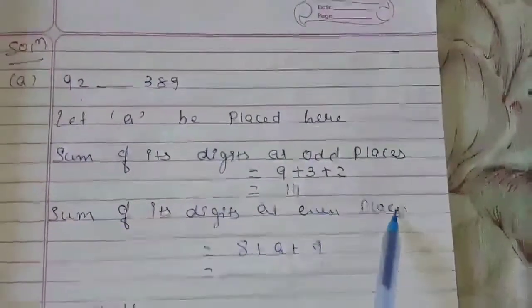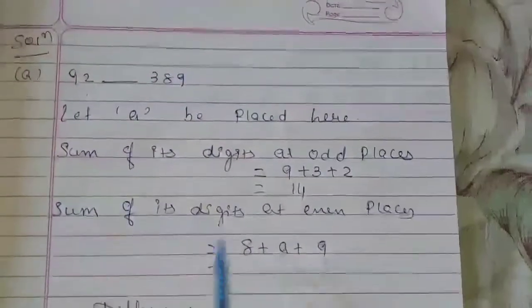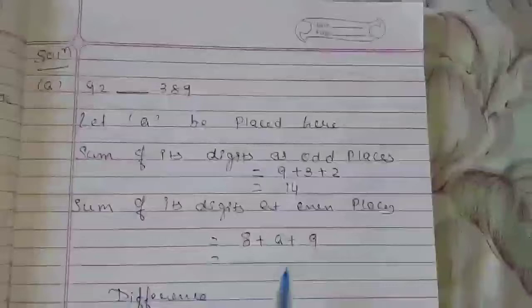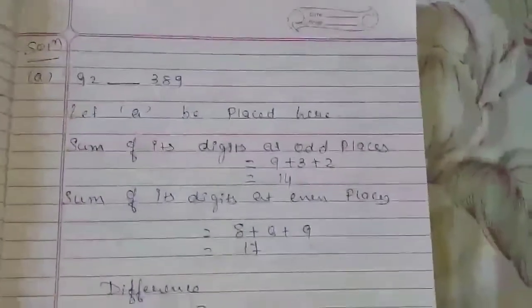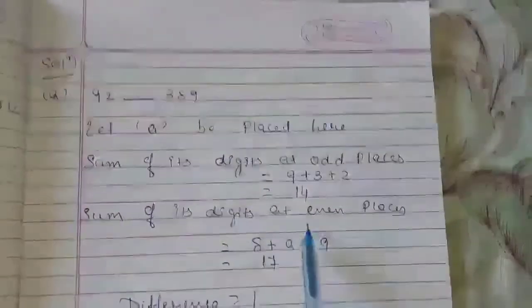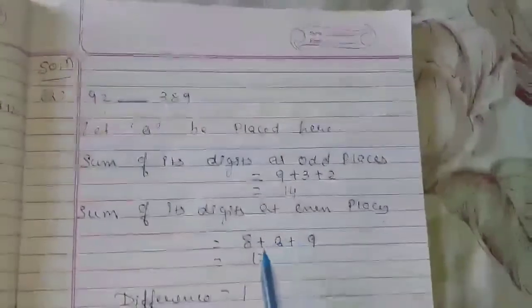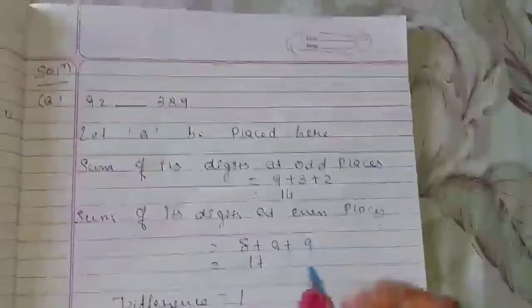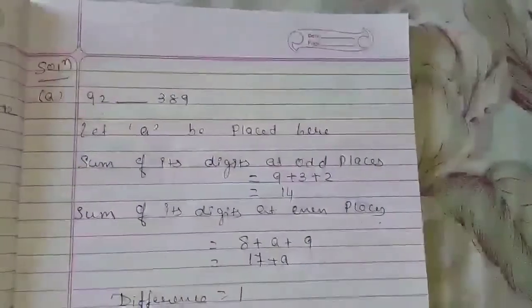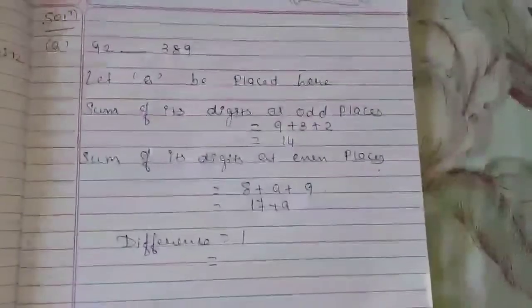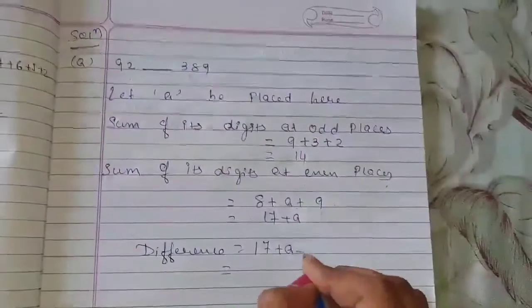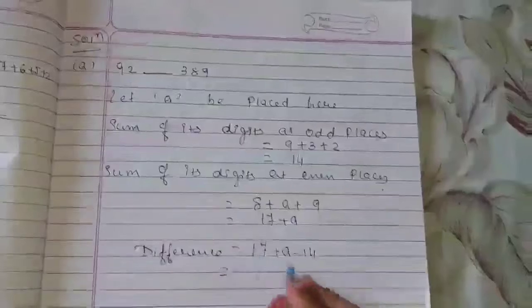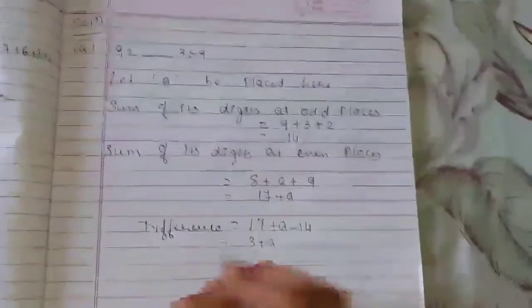Sum of its digits at even places: there is a blank space, which we have named A. So 8 plus A plus 9, that is 17 plus A. Now students, we have to take the difference, that is 17 plus A minus 14. So 17 minus 14 is 3, giving 3 plus A.